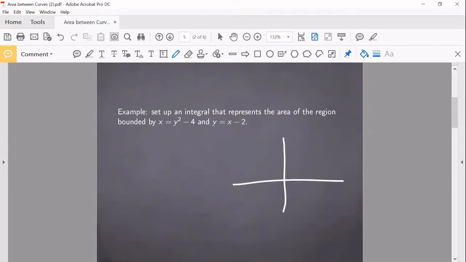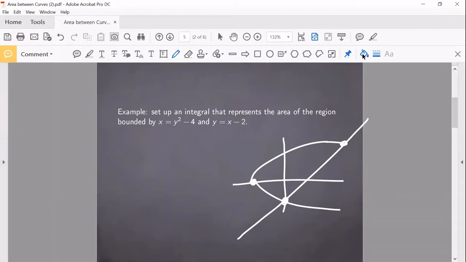So let's draw these curves. x equals y squared minus 4 is the parabola that starts at x equals -4. It's shifted over to the left by 4 and extends to the right. The line y equals x minus 2 has an intercept of -2 and a slope of 1. All right, so these are our two curves here. And we're trying to find the area in between these two curves.